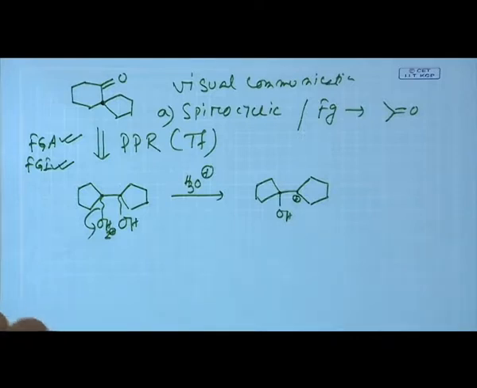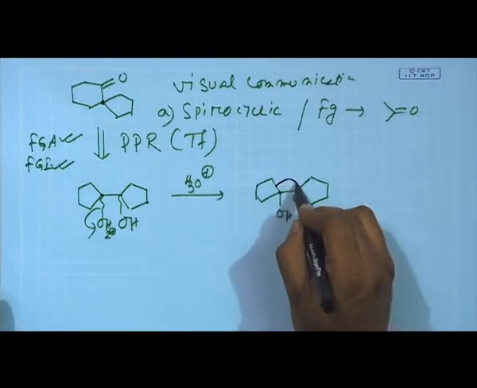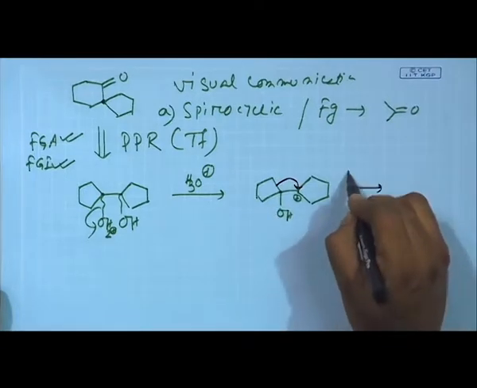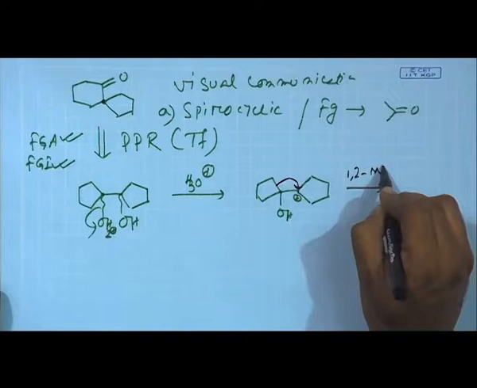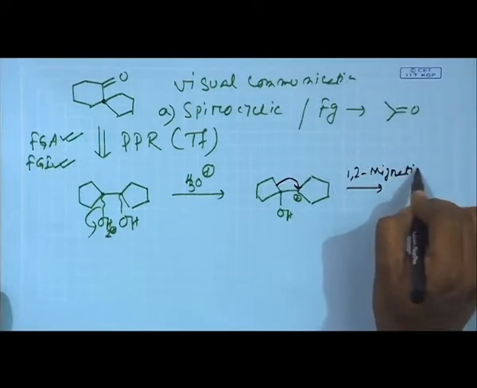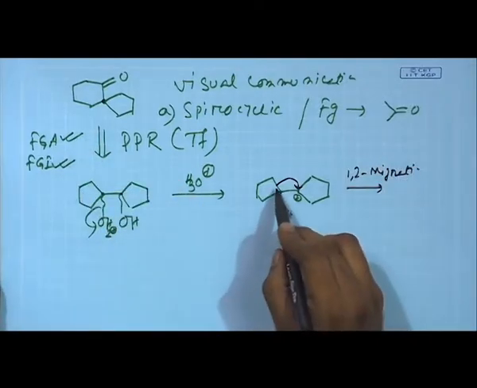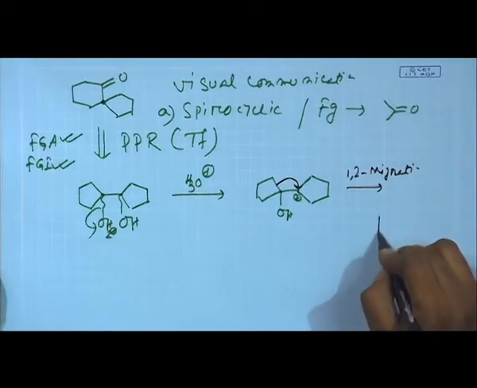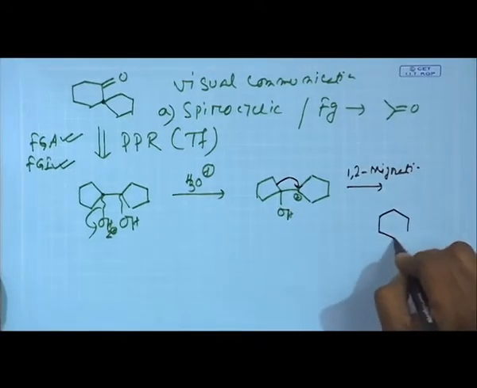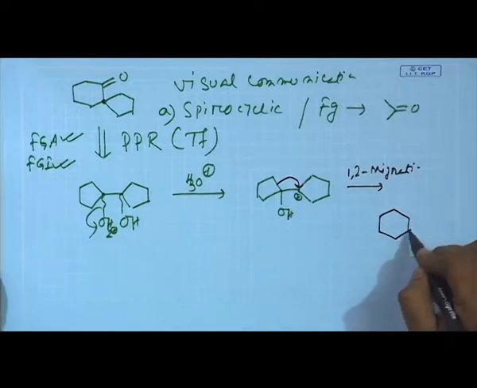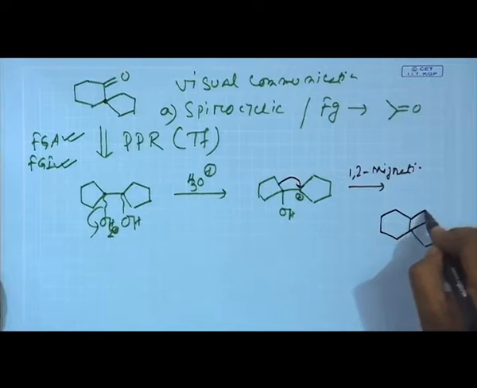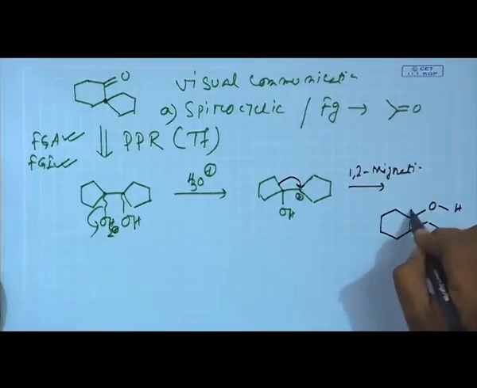One of these things will basically migrate. So, this is 1,2 migration, and after 1,2 migration let us see the structure now. This green bond migrates to this carbocation electron deficient center. Okay. And then what you get? You basically get a cyclohexane system and a cyclopentane system with an OH and an electron deficient center.